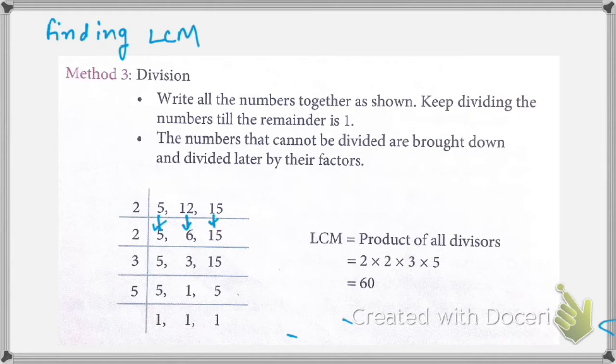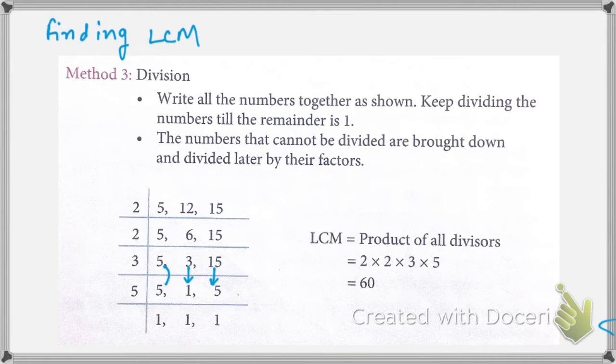Then again, 6 can be divided by 2. It can be divided 3 times, but 15 and 5 do not come in 2's table, so write them below. Here 5, 3 and 15, no number can be divided by 2, so now divide by 3. 3 comes in 3's table 1 time, and 15 comes in 3's table 5 times. 5 does not come, so write 5 here.